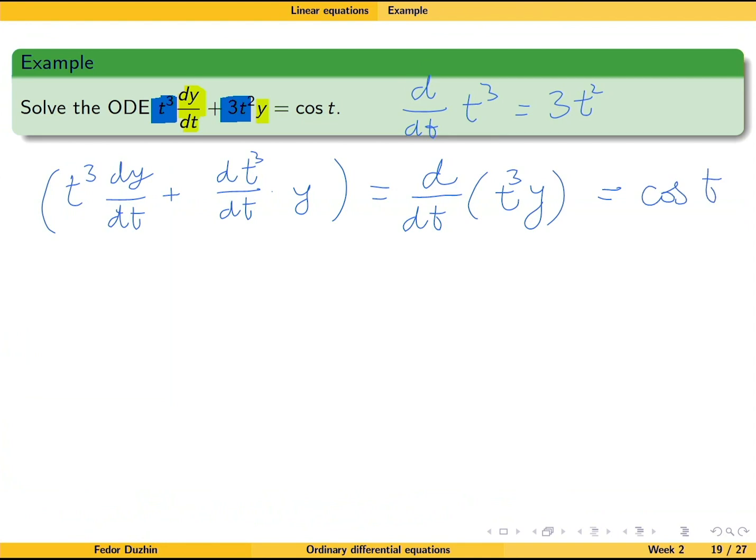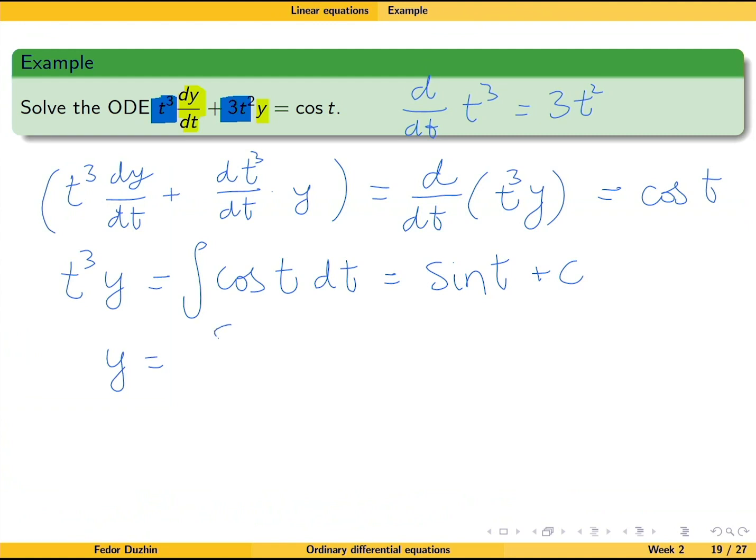Well, thus our differential equation tells us that the derivative of the unknown function, which is t cubed y, is cosine t. It means that that function itself, t cubed y, is the integral of cosine t dt, which is sine t plus constant. In other words, y equals sine t plus constant over t cubed.